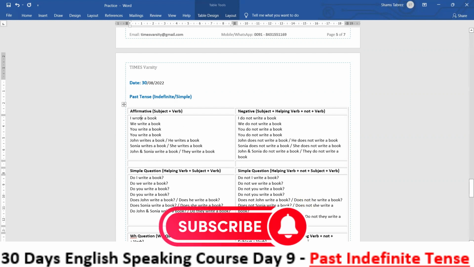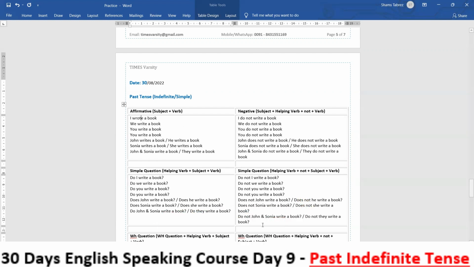We wrote a book. You also need to translate. Okay. Yes. What is the Urdu translation of I wrote a book? मैं book लिखा था. I wrote a book. मैं एक बुक लिखा.